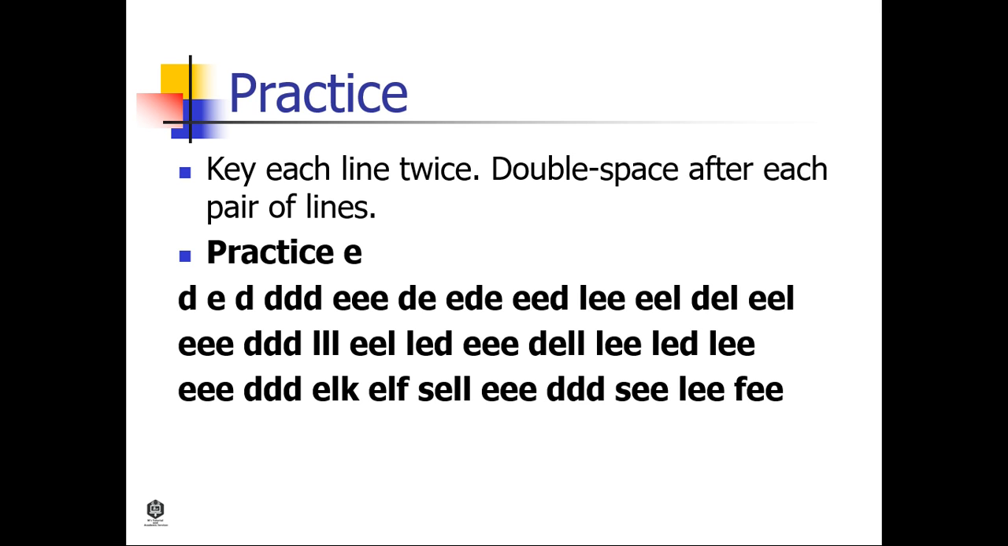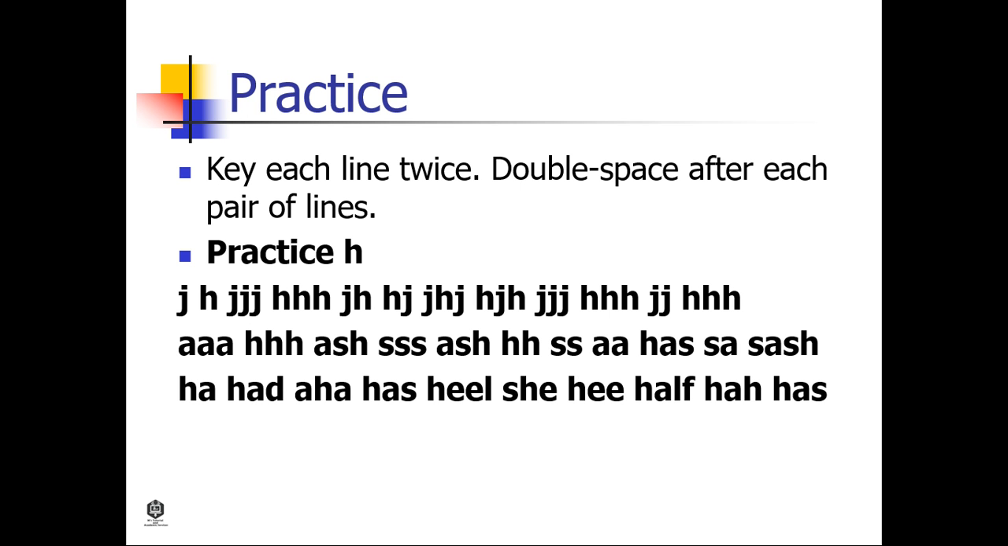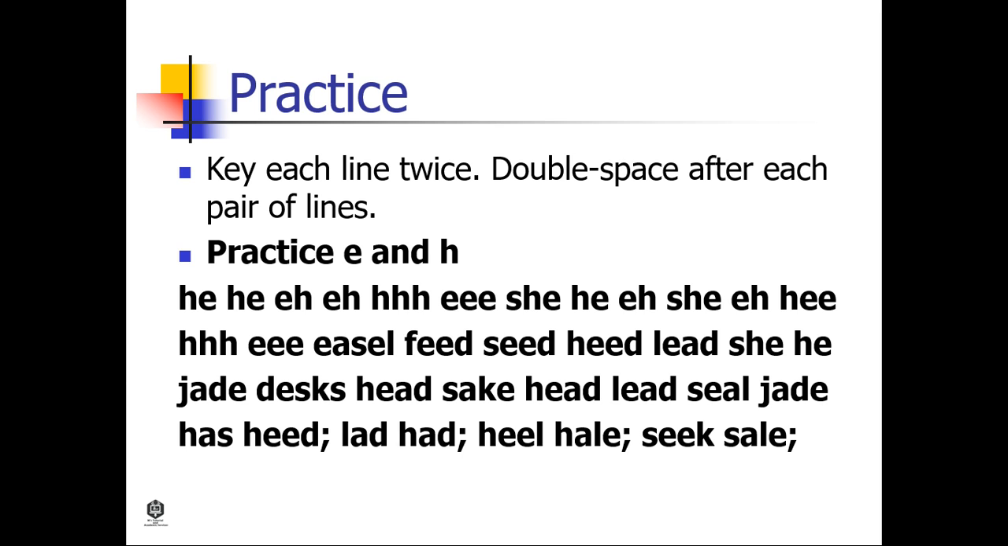Let's practice. Key each line twice, double space after each pair of lines. For example, practice E. Next, practice H. Then practice both E and H.